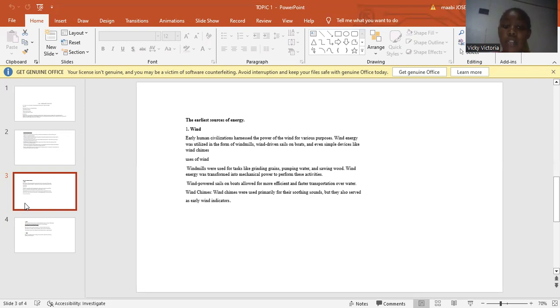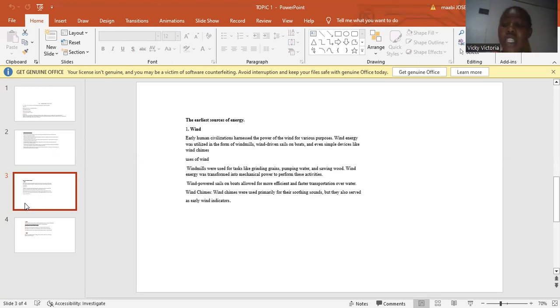Let's look at the uses of wind. Wind was used in tasks like grinding grains, pumping water, and sawing wood. It was used for grinding grains, as a way of harvesting grains, and pumping water from, I guess, rivers and all that. And wind was transformed into mechanical power to perform these activities.